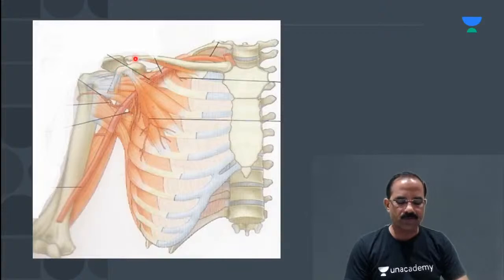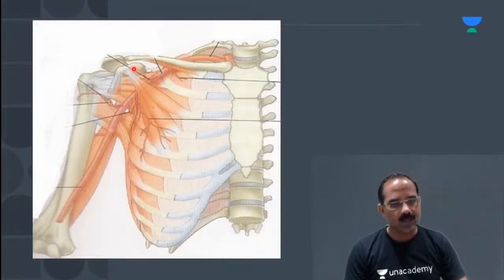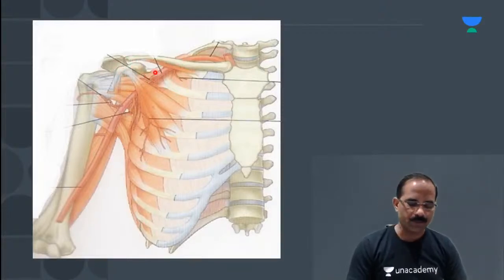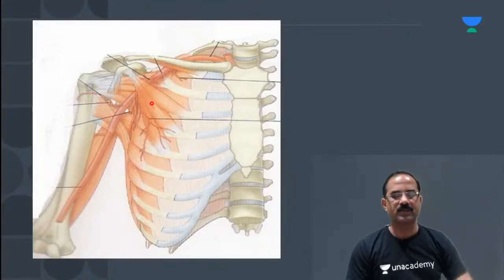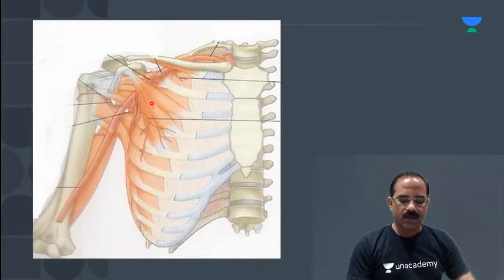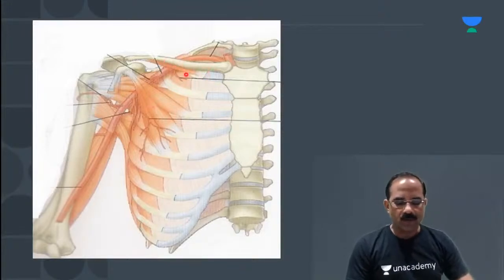So a muscle begins from the third, fourth and fifth ribs, and the muscle gets inserted into this process of the scapula. What's that? The coracoid process of scapula. What is this muscle? That's the pectoralis minor.